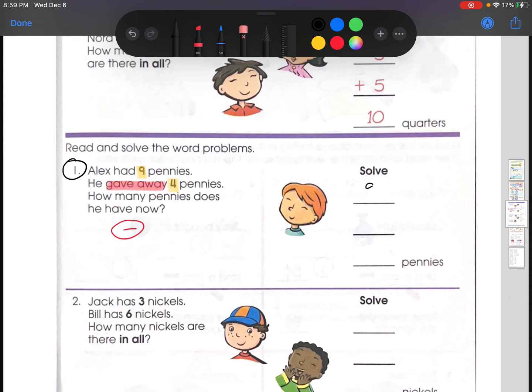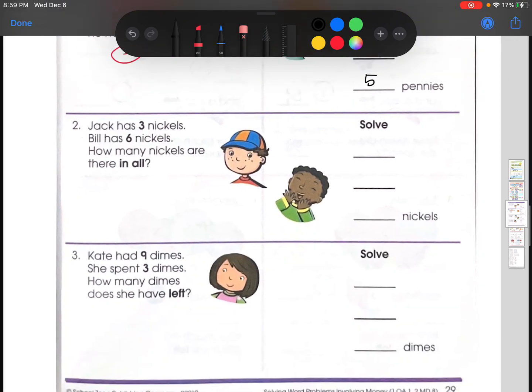He starts off with 9 pennies, right? He gave away, he subtracts 4 pennies. And how many pennies does he have left? So we can just subtract 9 minus 4, and the answer to that is 5. There are only 3 questions, but let's do one more.